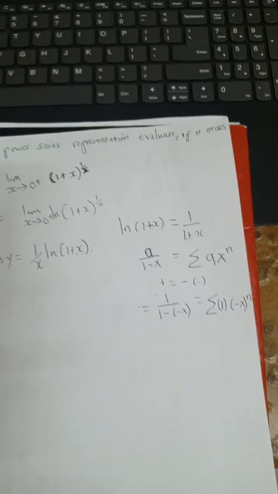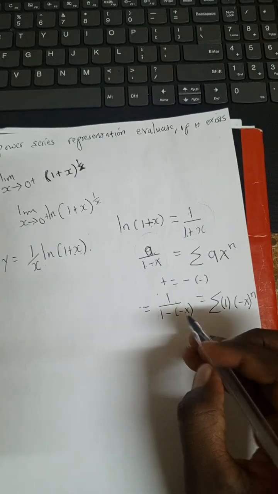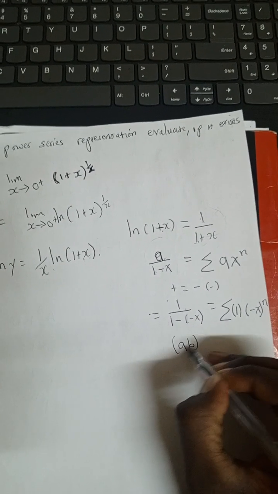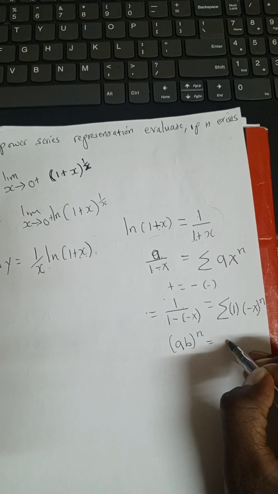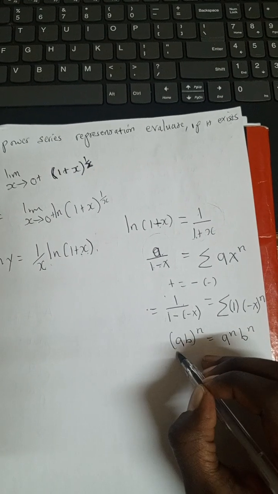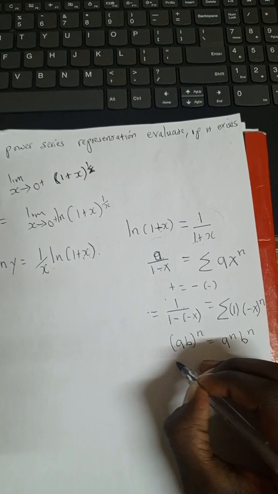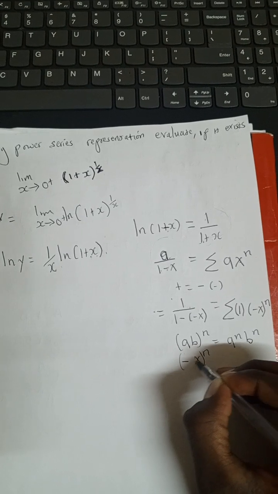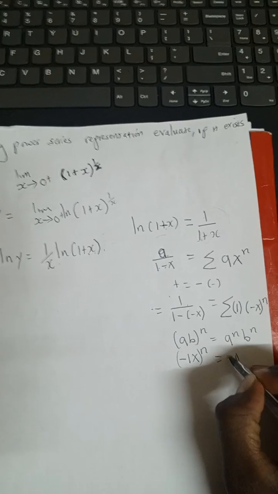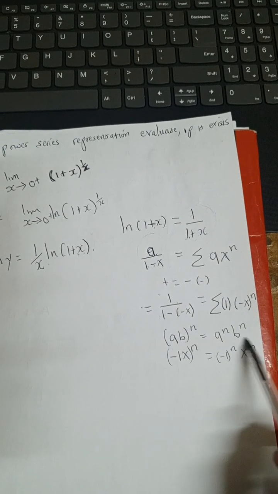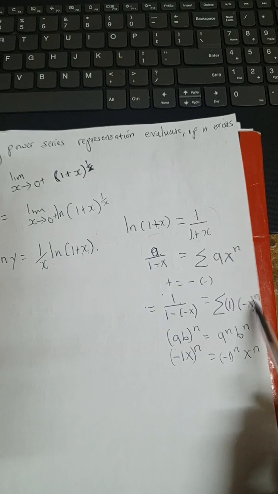Now I want to show you one good thing. If I say a multiplied by b to the power n, this is the same as a to the power n, b to the power n, because I'm just distributing the power. Now look at this, negative x to the power n. x has a coefficient of negative 1. So this is the same as just writing negative 1 to the power n, x to the power n. So let's go ahead and substitute this for negative x to the power n.